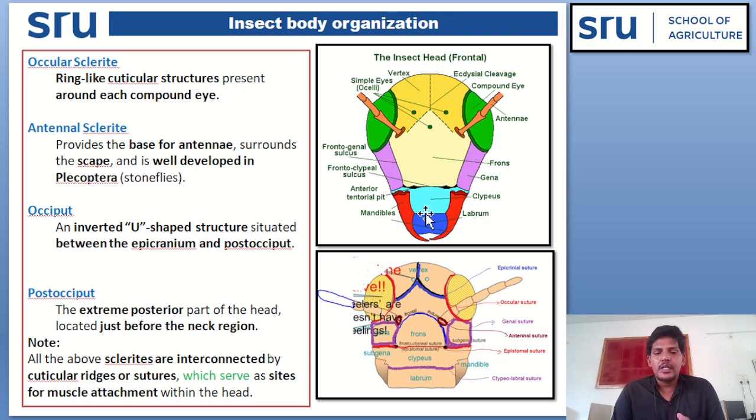Next is the occiput. This is present on the backside, an inverted U-shaped structure situated between the epicranium and post-occiput. Then the last sclerite is the post-occiput. It is on the backside of the cranium, the extreme posterior part of the head, located just before the neck region. All the above sclerites are interconnected by cuticular ridges or sutures, and these sutures serve as sites for muscle attachment within the head.